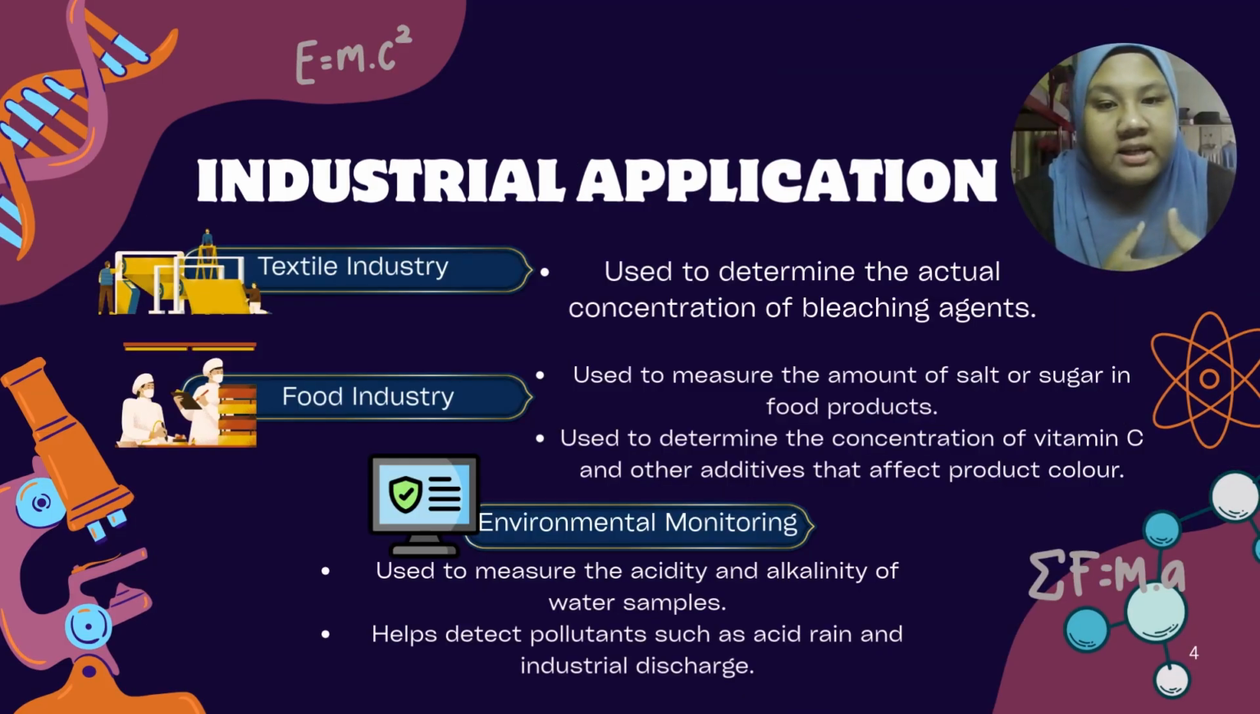Volumetric analysis is widely used in various industries. In the textile industry, it is used to determine the actual concentration of bleaching agents. In the food industry, volumetric analysis is used to measure the amount of salt or sugar in food products. It is also used to determine the concentration of vitamin C and other additives that affect the color and quality of food. In environmental monitoring, this method is used to measure the acidity and alkalinity of water samples. It also helps detect pollutants such as acid rain and industrial discharge.